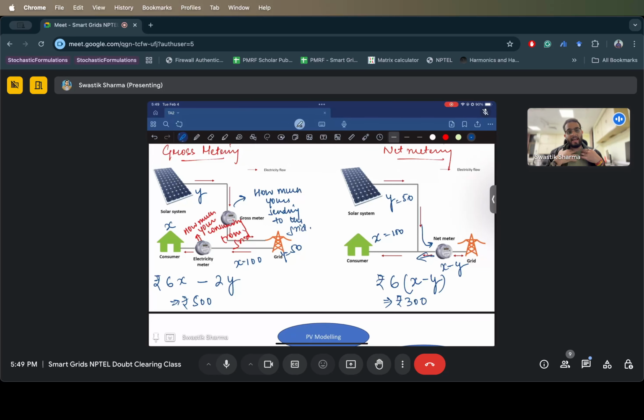So as a utility, I can make losses as well. And for those losses, I'm going to increase the bill, right? And let's say there is another household which does not have solar PV. What's the fault of his, right? There's no fault. He never got into this trouble of getting solar PVs.